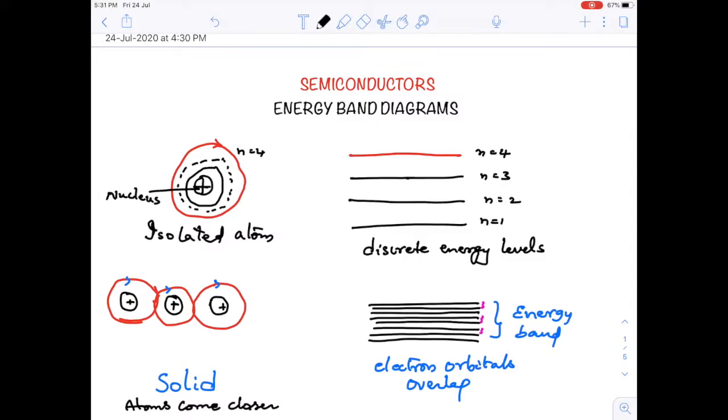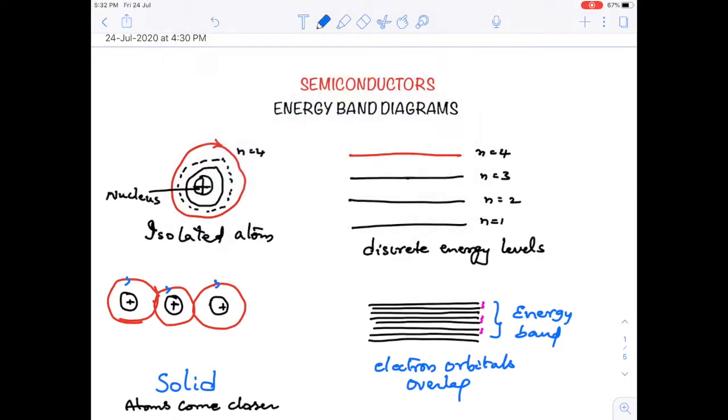Welcome to my channel. In this video, we will discuss the energy band diagrams in semiconductors. Before we really go into semiconductors, let us try to understand what is an isolated atom.